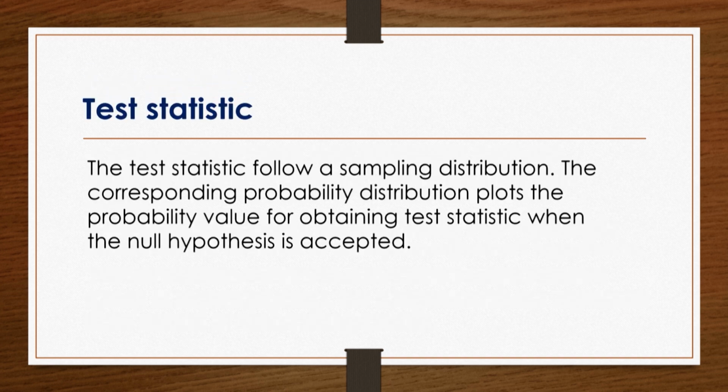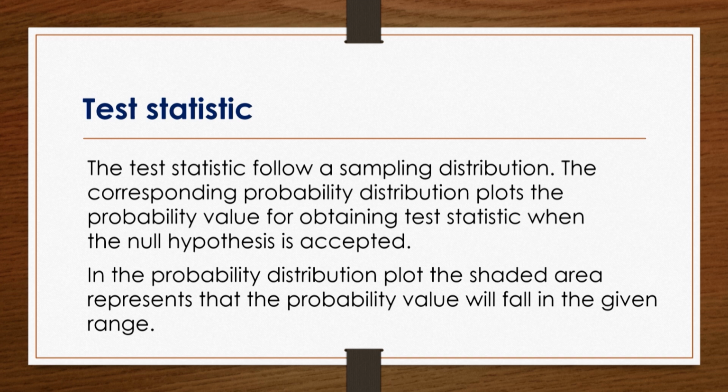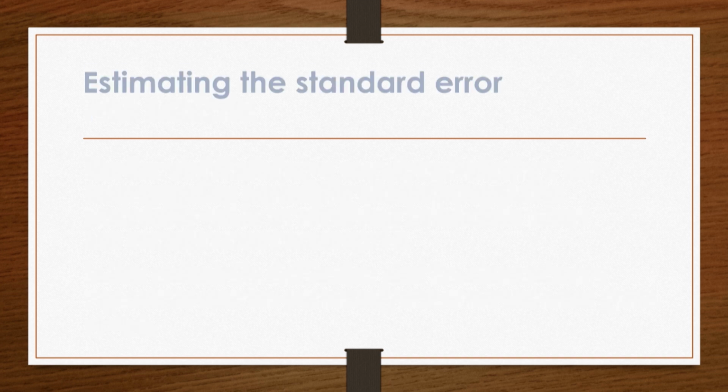The test statistic follows a sampling distribution. The corresponding probability distribution plots the probability value for obtaining the test statistic when the null hypothesis is accepted. In the probability distribution plot, the shaded area represents that the probability value will fall in the given range.